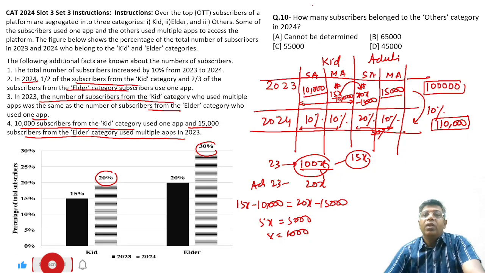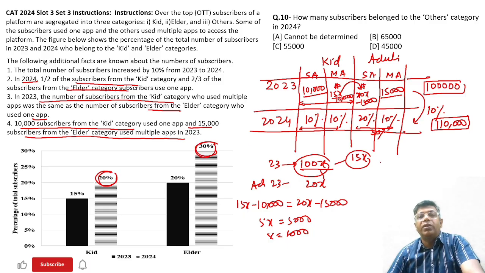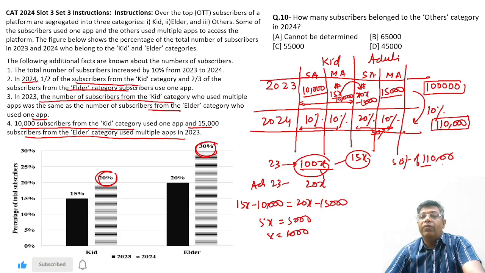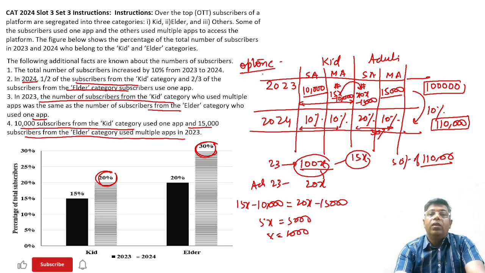First question. How many subscribers belong to the others category? Now you can say in 2024, 20% were kids, 30% were adults, so the rest 50% will be others. So you have to calculate 50% of 1,10,000, that will become 55,000. So for the first question, option C is the correct answer. Go to the next one.